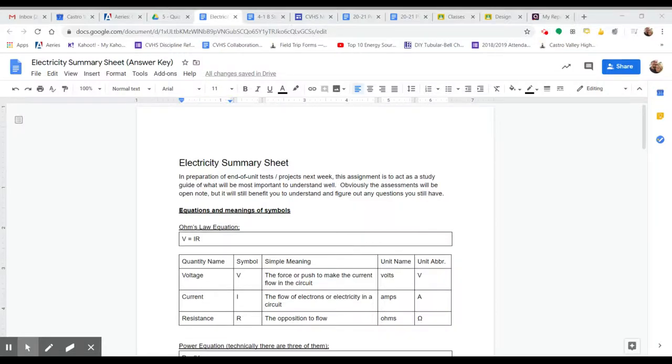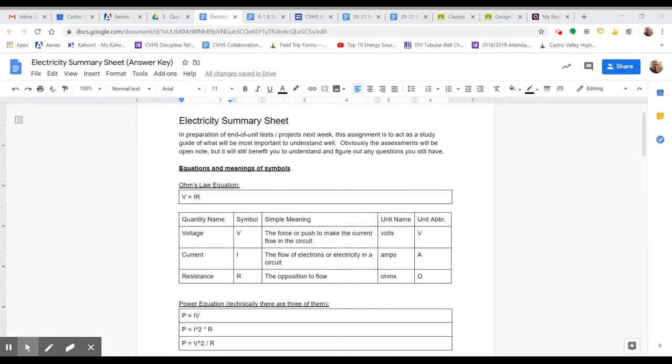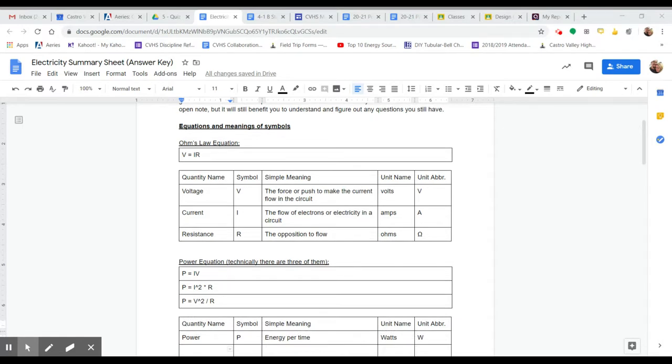Here's the answer key summary for the electricity. First we have Ohm's law, which remember is voltage equals current times resistance. V stands for voltage, I stands for current, R stands for resistance. So these are the units we have for that: volts, amps, and ohms.